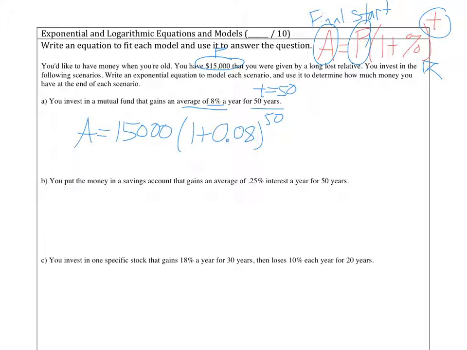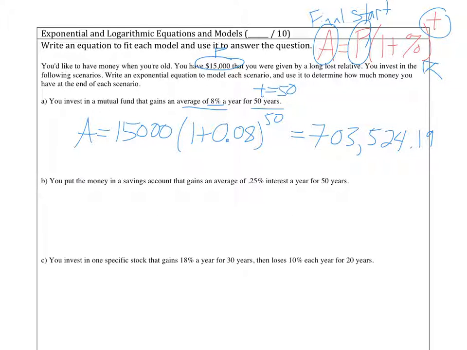When I go and plug this in, if you bear with me while I open Desmos to do this. So 15,000 times 1 plus 0.08 to the 50. That $15,000 would turn into $703,524 and 19 cents for good measure.